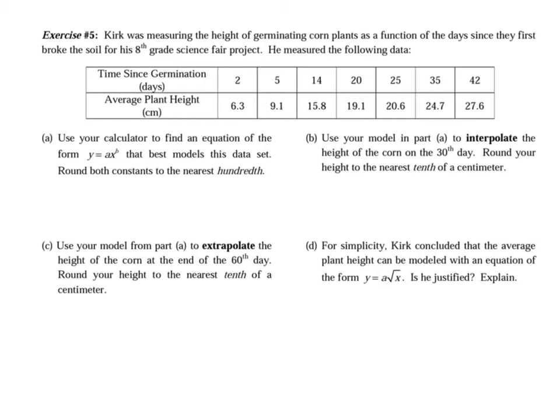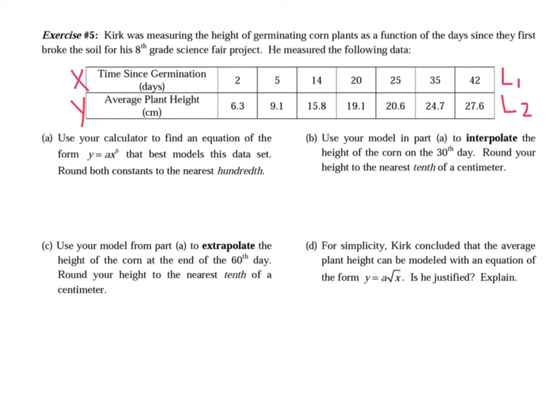So days since germination: 2 days, 5 days, 14, 20, 25 days, 35 days, and 42 days since germination, and then the average plant height on those days. After 2 days, the average height was 6.3, then 9.1, then 15.8, et cetera. Now when we see these tables, the first row is always going to be your x values, the second row is always going to be your y values. What we do on our calculator is go to our list and edit, and the first row is going to be L1 and that second row is going to be L2.